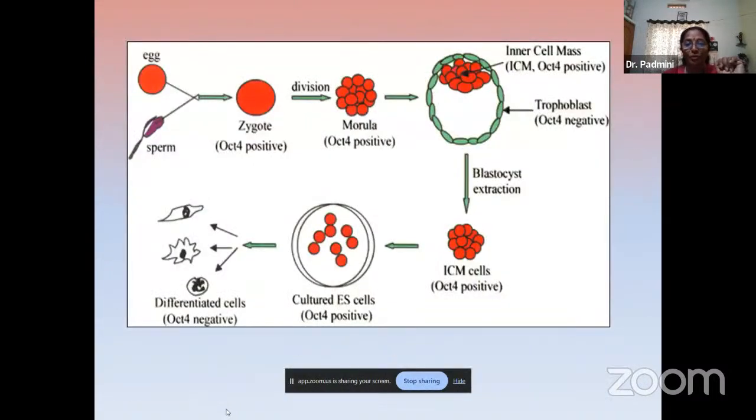Now, this is again the culture that I was talking about, the zygote into the morula into the inner cell mass. In the inner cell mass, this is OCT4 positive. This is the one that is going to form either the inner cell mass or the outer trophoblast, which is OCT4 negative. So when this is cultured outside, in vitro, it is going to form differentiated cells, and OCT4 is negative there.